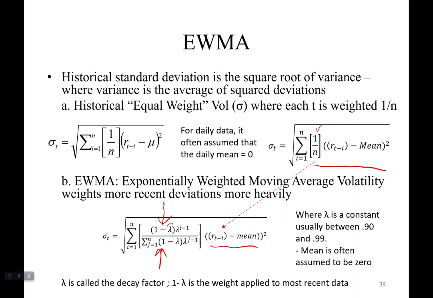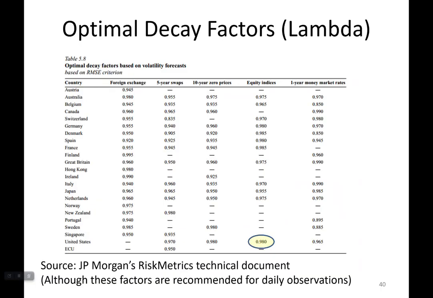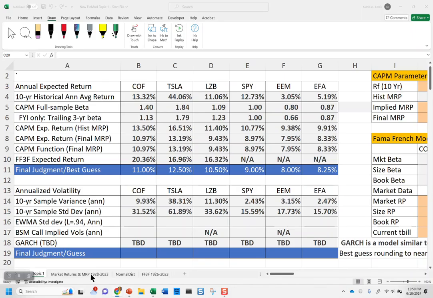I'll just define lambda here as the Greek letter lambda, a mathematical constant, usually between 0.9 and 0.99. So let us go to the spreadsheet. All right, all I'm trying to do is replace this measure of volatility, 31.52%, the standard deviation. I want a measure that gives me a standard deviation, but weighs what's been happening more recently higher.